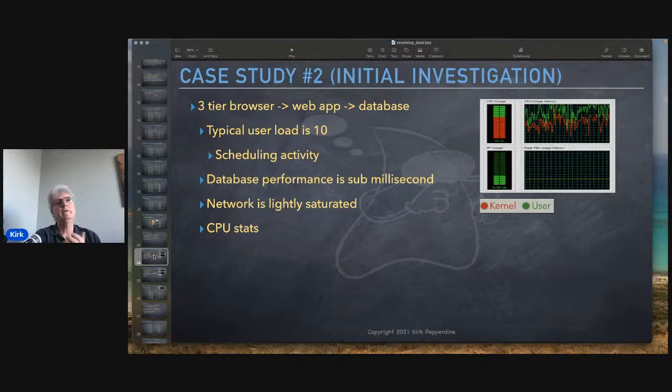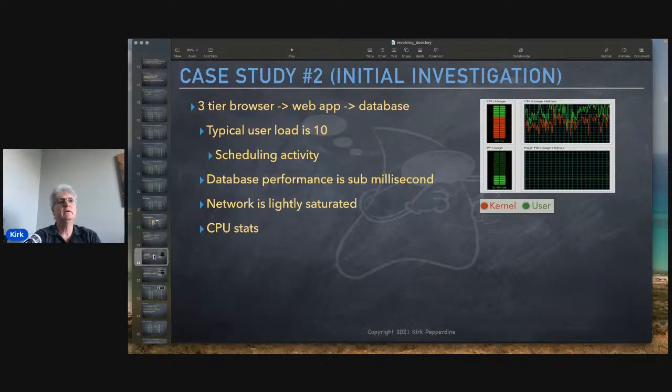But again, we're in a situation where we have a 3-tier application. So it's browser, web app, app server, database. Nothing spectacularly interesting about that. Typical user load is about 10, 12 users. It's an internal application for a company. They just don't have many people using it. What they're doing is scheduling shifts for people. I guess some of it had to be manual because of complications or whatever. Details are really somewhat unimportant, but the database performance in this case is sub-millisecond. It's really, really good, right?